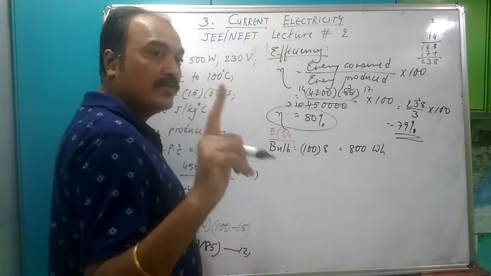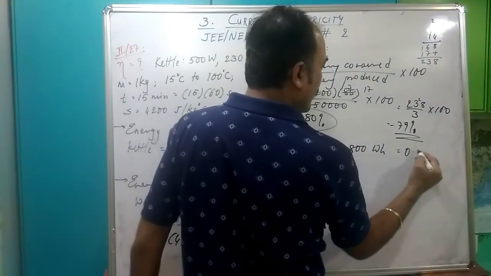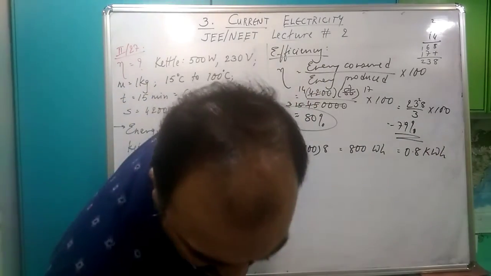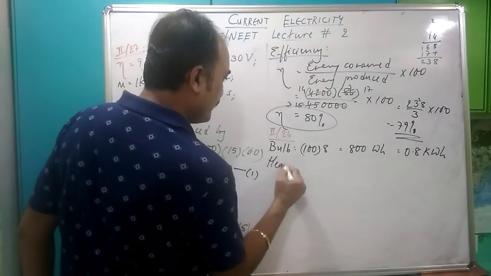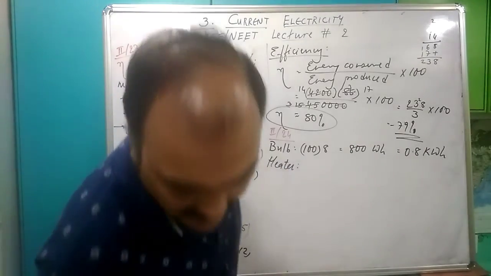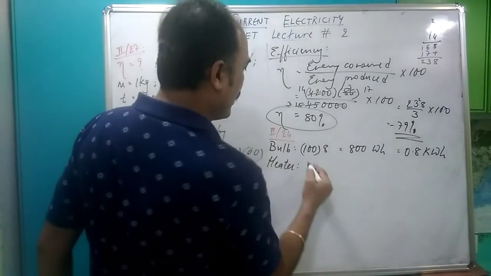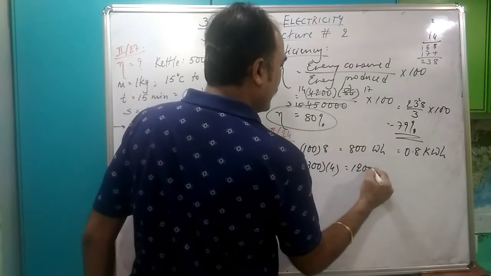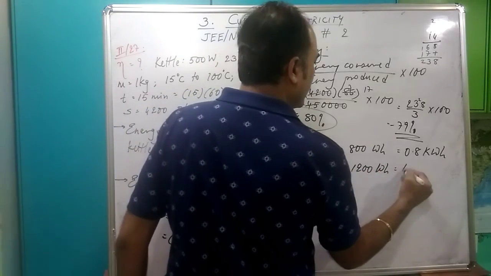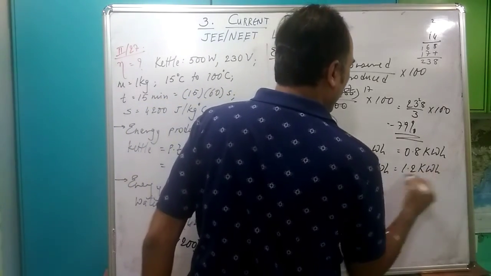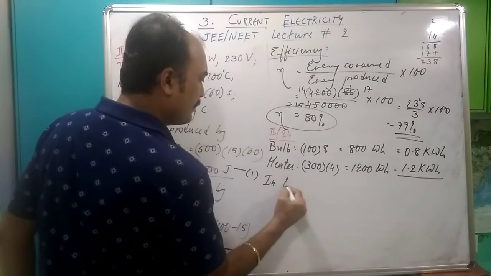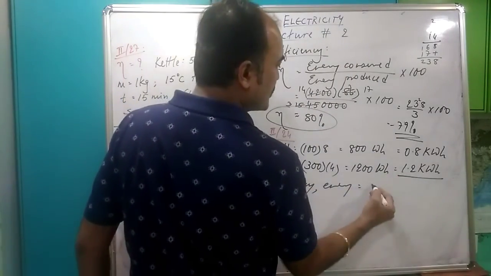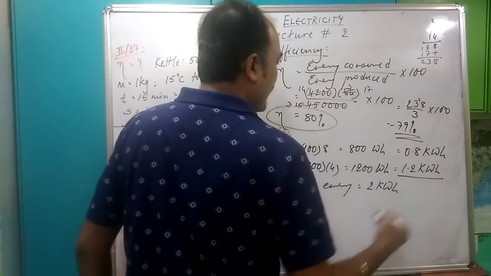You remember one unit was kilowatt hour. So this is 0.8 किलोवाट आवर बल्ब। और दूसरा क्या है, हीटर। हीटर का है 300 watt for 4 hours, 300 watt into 4 hours, that's 1200 watt hour, that's 1.2 kilowatt hour. So in one day energy use is 1.2 plus 0.8, that's 2 kilowatt hour.